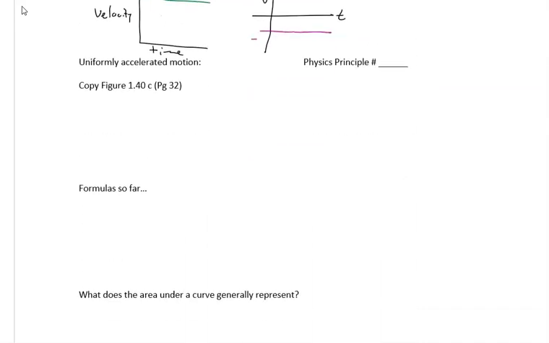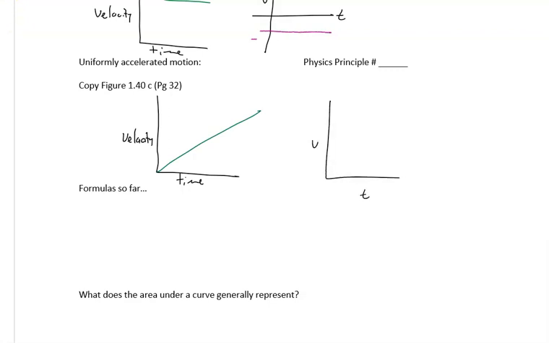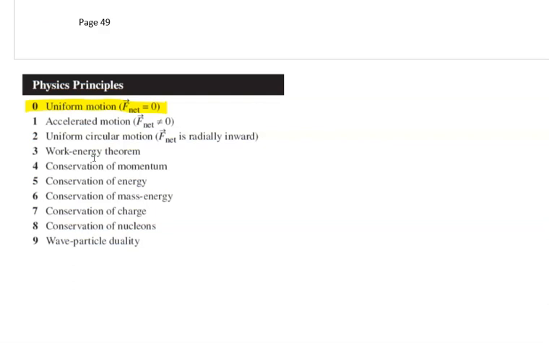Where uniformly accelerated motion, okay, that is your velocity and time. If it's uniformly accelerated, it might look something like that, or might look something like this, but the object is changing velocity at a constant rate. Changing velocity at a constant rate. And everything we're going to be dealing with right now in physics, if you're accelerating, is going to be accelerating at a constant rate. And that is physics principle 1. This one right here.